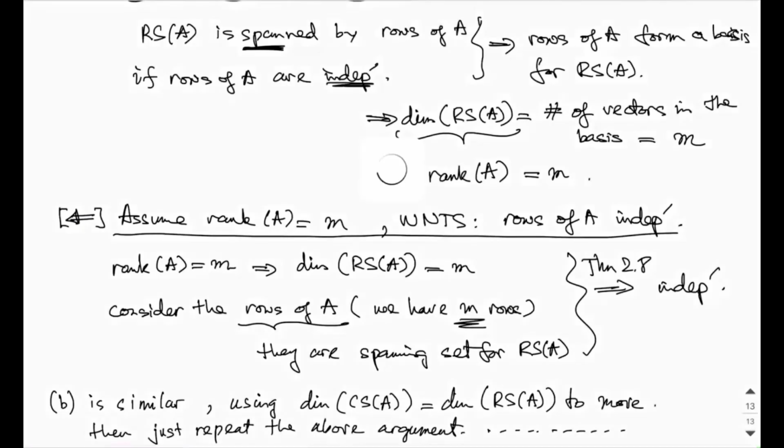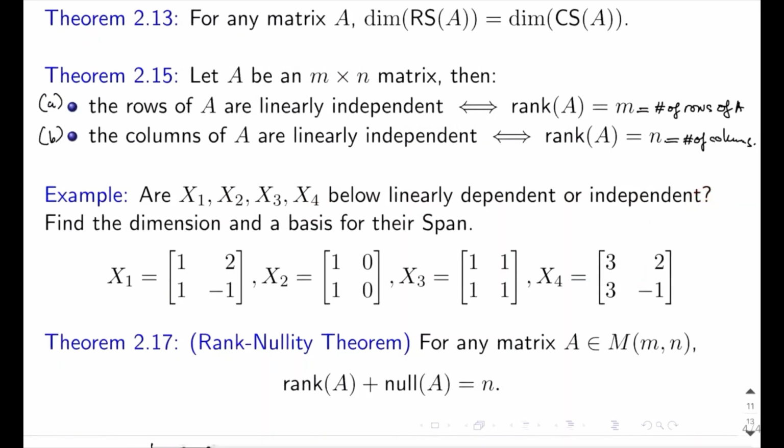All right, so now let's consider an example to demonstrate the idea. In order to consider if these are independent or dependent, we are going to put them into a matrix, row reduce that matrix to echelon form, and count the number of non-zero rows. Then apply theorem 2.15. If the number of non-zero rows, which is the rank, is the same as the number of rows, we conclude independent. Otherwise, we conclude dependent.